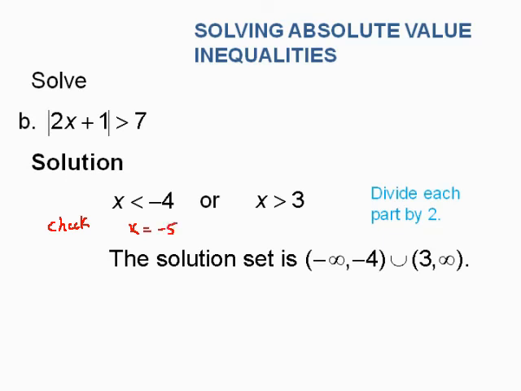Young, you're so creative. All right, so I'm going to plug -5 in here for x, and what do we get? The absolute value of 2 times -5 is -10, plus 1, is greater than 7, which now becomes the absolute value of -10 plus 1, the absolute value of -9, is greater than 7. Well, what is the absolute value of -9? +9. It does indeed check and make sense.